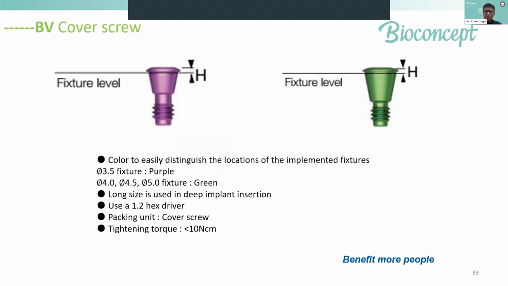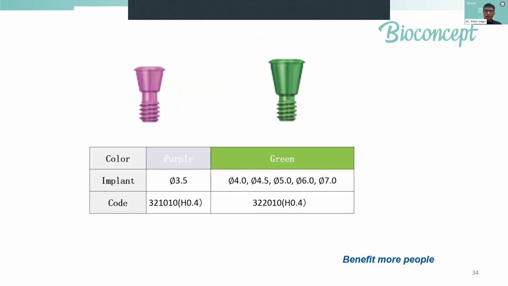These are fixture level cover screws. They are color coded based on the diameter. Purple is only for 3.5, and the rest will be green, and the ultra wide will probably be a different color.